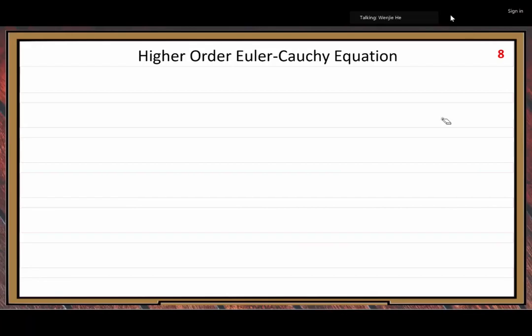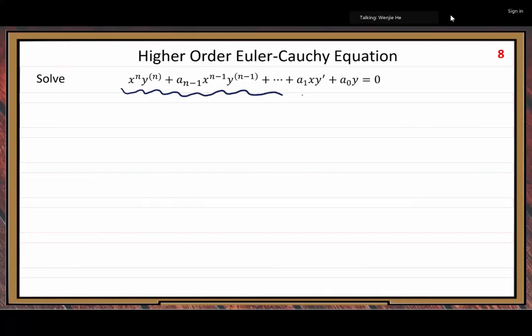Higher order Euler-Cauchy equations. We just use the same way, based on the Euler-Cauchy equation. The format is like this.